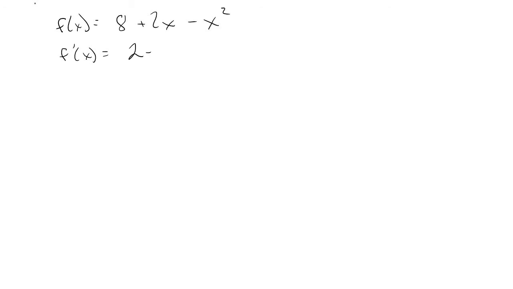Which will be 2 minus 2x. Then we set the derivative equal to 0. This is our procedure for finding critical points. Or 2 equals 2x, or x equals 1. This means we have a critical point at x equals 1. Well, we know our relative extrema, our relative max and our relative mins, occur at critical points. But we don't know if this is a relative max or a relative min. So let's create a little number line.